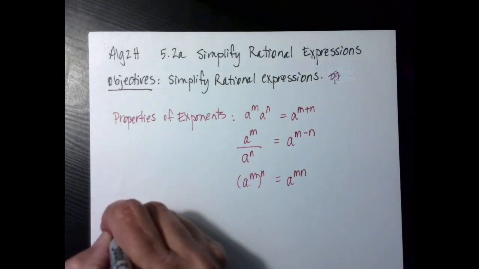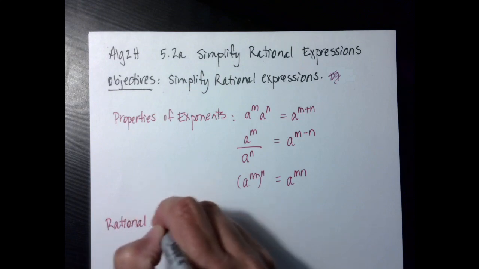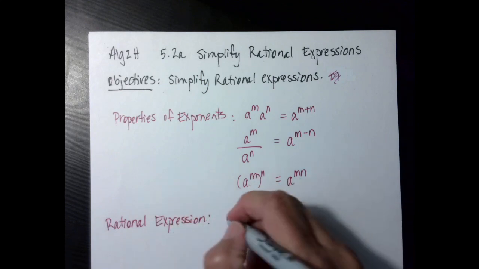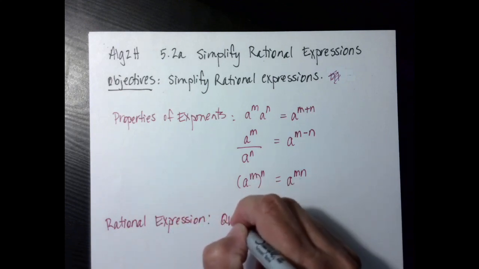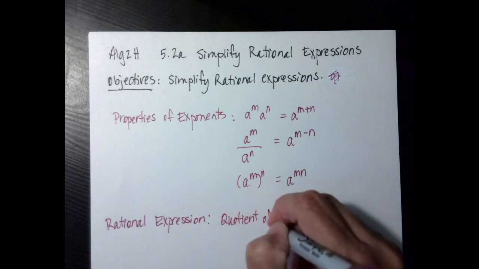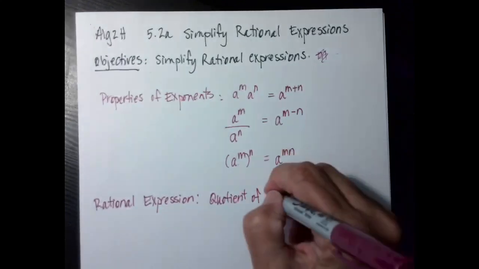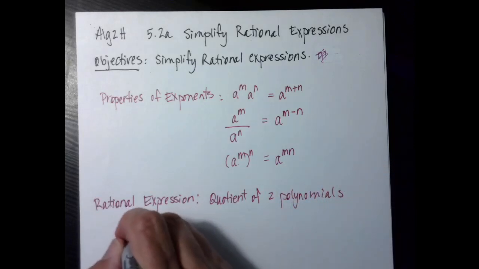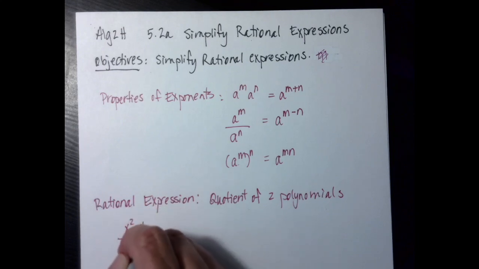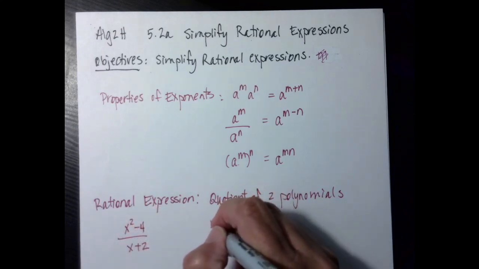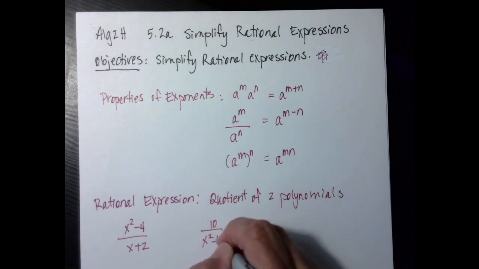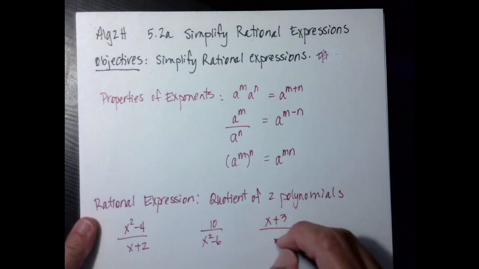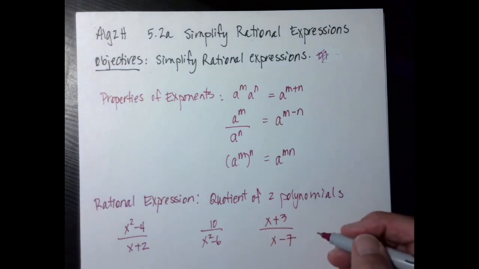Alrighty, so now let's go back and redefine what is a rational expression. If you'll remember, a rational expression is a quotient, and quotient means division of two polynomials. So for example, it could look like x squared minus 4 over x plus 2. Or it could be just a number in the top over x squared minus 6. Or it could be something like this. So a rational expression can look like a variety of things.